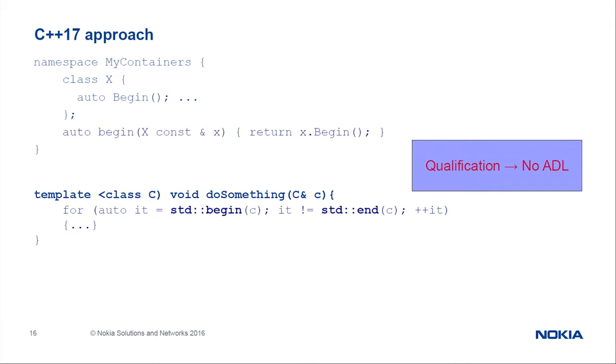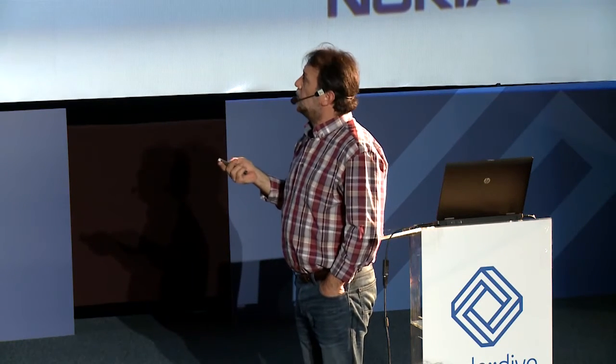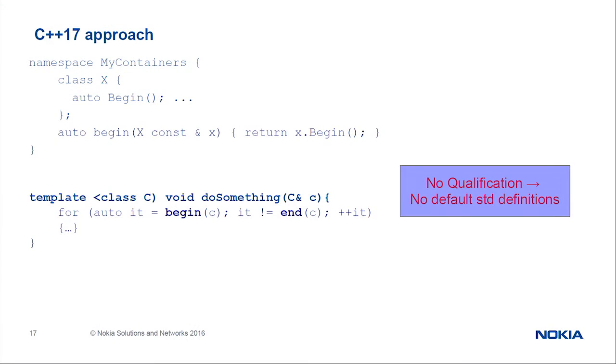Then, if now we use it in this way, with qualification of the std namespace, this means that we will not have access to ADL, because ADL is used only when the function is not qualified. Then this will not work as we expect. And if we don't qualify, well, this will work for X, but it will not work for the default definition we have in the standard.